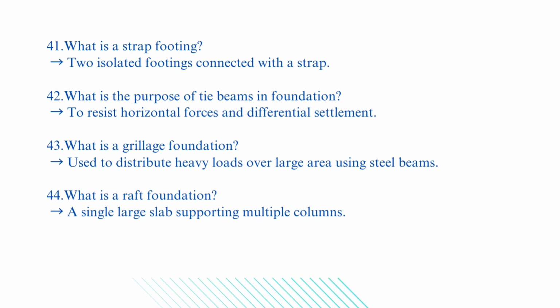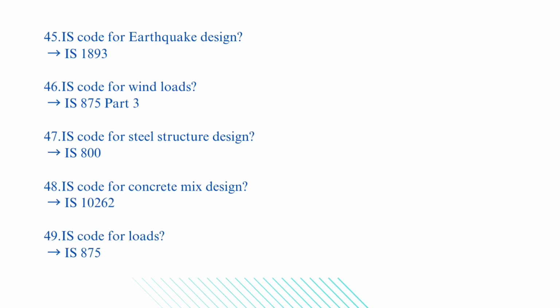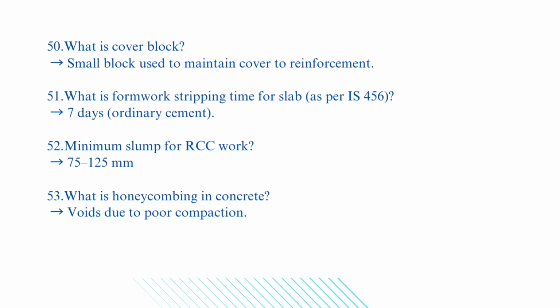The next is question number 45. IS code for the earthquake design. It is 1893. The next, IS code for the wind load. It is IS 875 part 3. IS code for the steel structure design. It is IS 800. Then IS code for the concrete mix design. It is IS 10262. And IS code for the loads. It is IS 875.